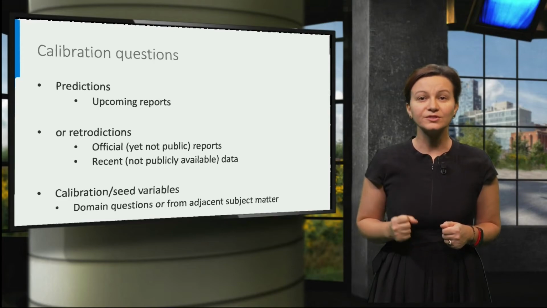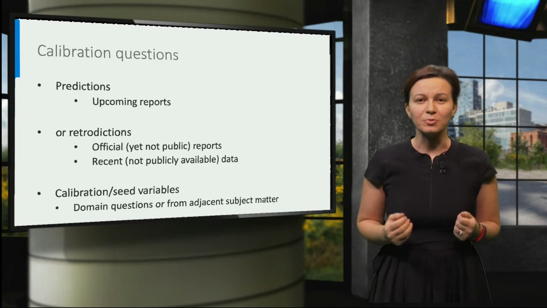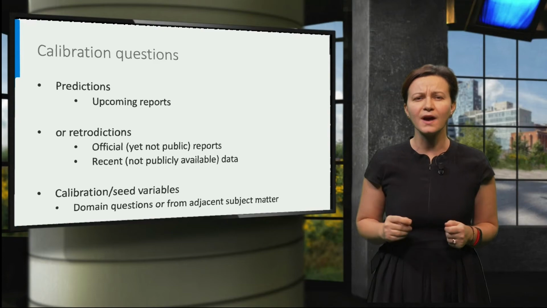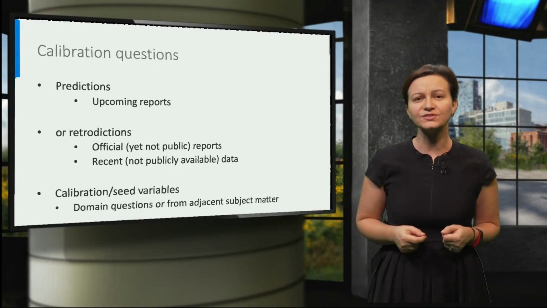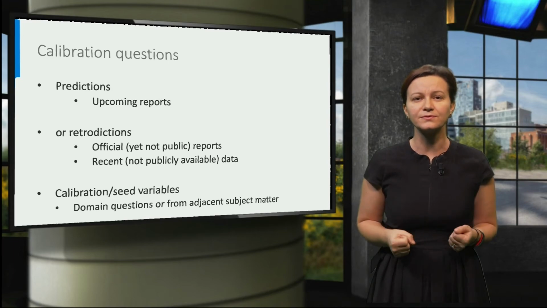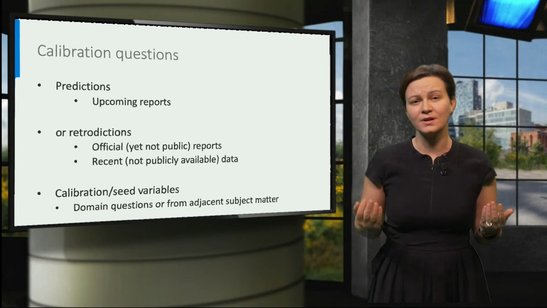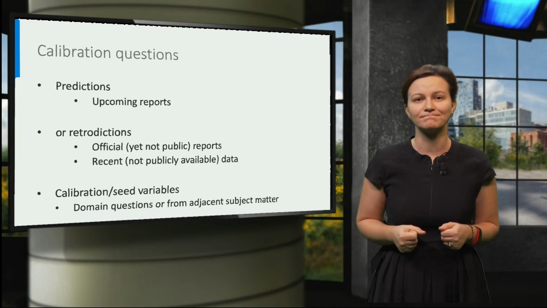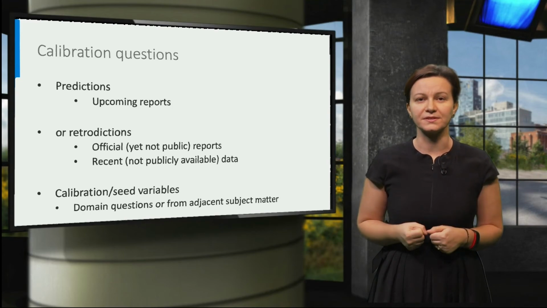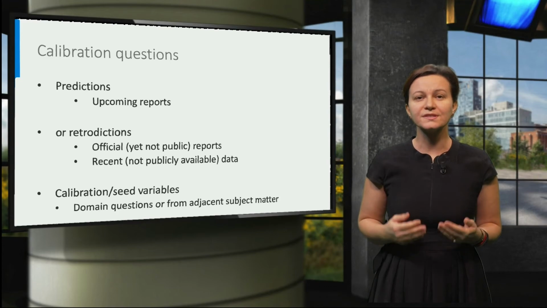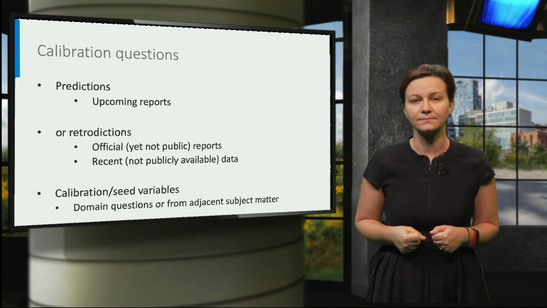The ideal scenario is when the answers to the calibration questions are known soon after the elicitation. For example, suppose the annual report with statistics of high interest for the study is known to be released in September. Planning the elicitation a couple of months earlier would then be ideal. In this case, the data are referred to as predictions. Unfortunately, this is not always possible. Then one would have to rely on data already available. The data are then referred to as retrodictions. As mentioned before, good sources are official but not yet public reports or recent and again not publicly available data.